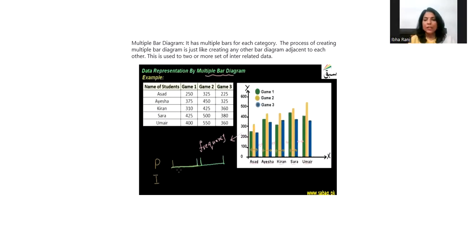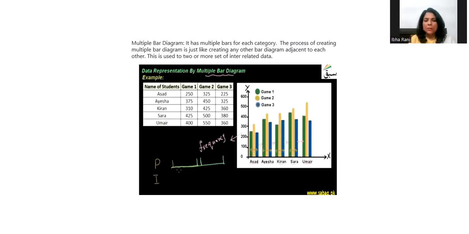Now the same thing again, on the x-axis, we have drawn the names of the students here, or the company's name, or whatever, the year of the company they have given in the questions. Based on that, you have to decide. Now on the y-axis, we will be considering the points they have scored, points scored by the different students.